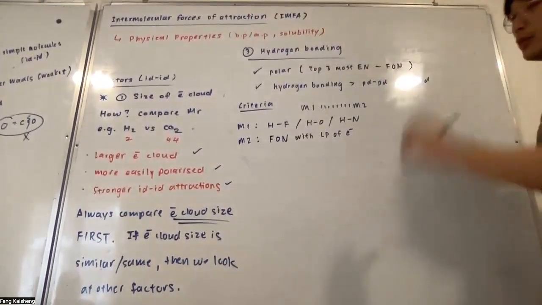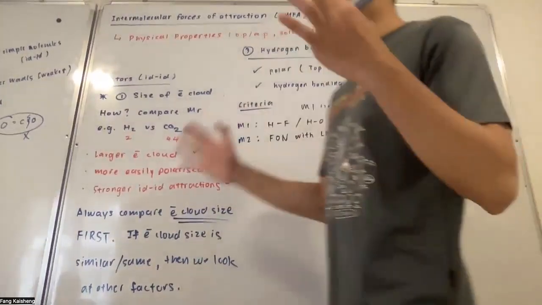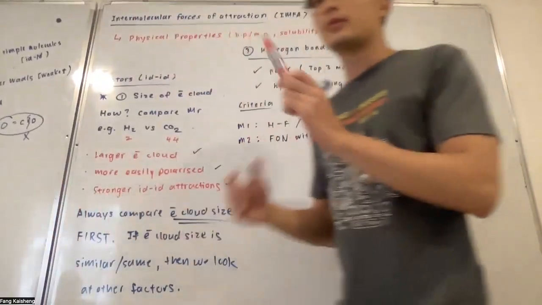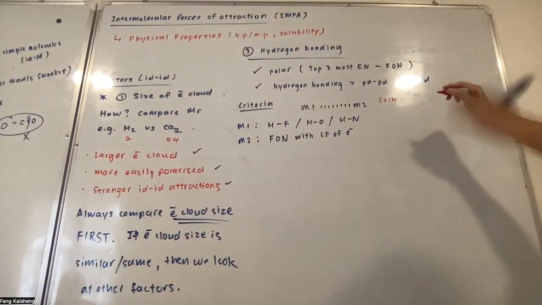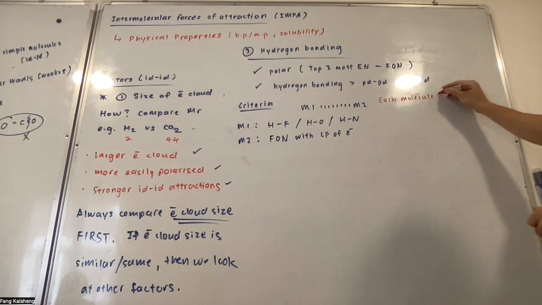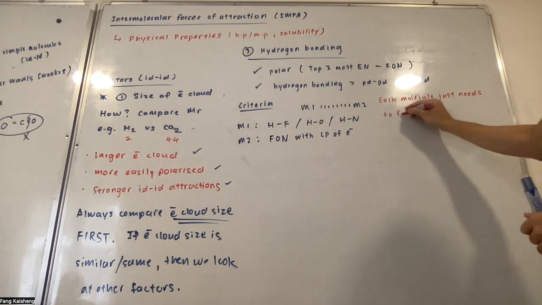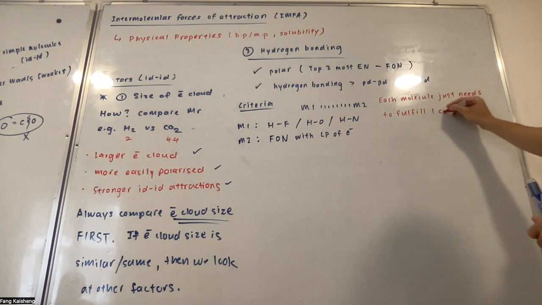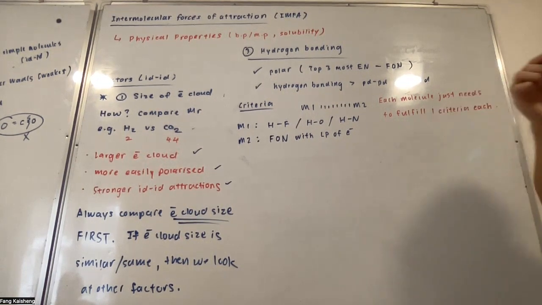Now there's one thing I really need to clarify for this. You can write down whatever you need to. I'm going to write down a thing. I can't really phrase it very properly here, but you'll see what I mean. Each molecule just needs to fulfill one criteria each. I repeat the word each twice because it's referring to different things. I'm not repeating for fun here.